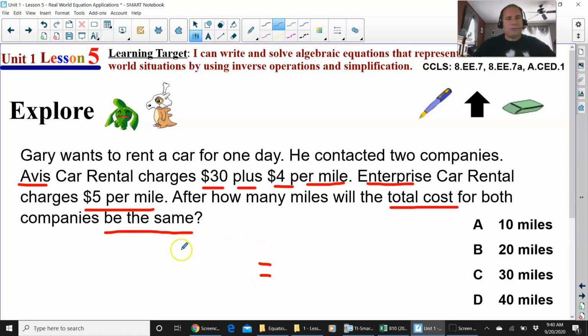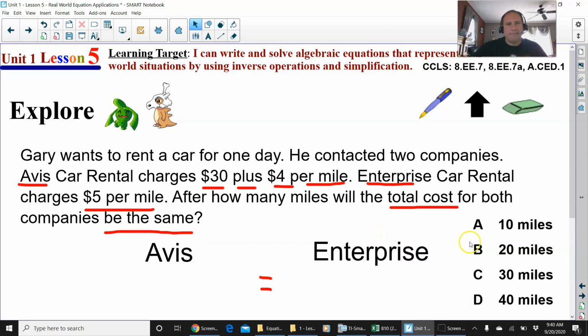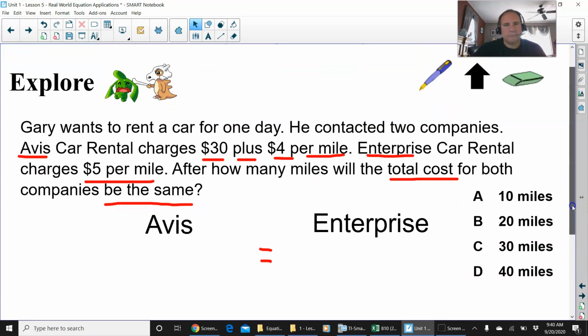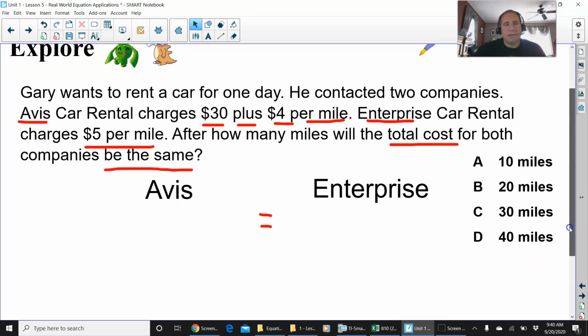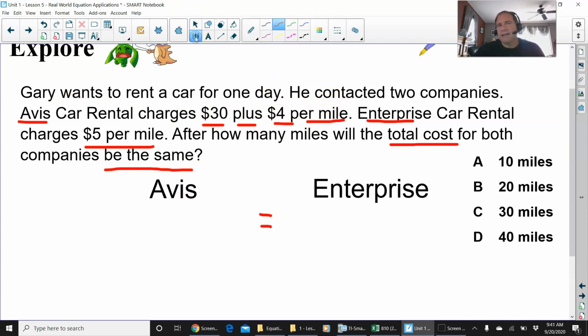And what I want you to do is on this side, right above, put Avis Rental. And then put Enterprise on the right side. So just like that. Taking it one step at a time, this is Avis, this is what Avis charges. So 30 plus 4 per mile. How would you write that? 30 plus 4 per mile.